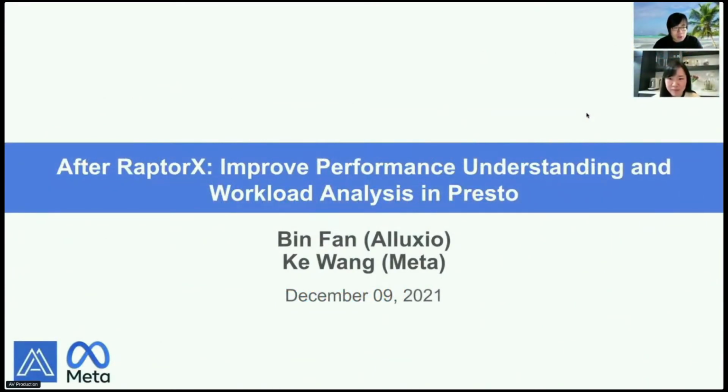In this lightning presentation, we're going to share a set of interesting learnings from applying a set of optimizations on RaptorX to help us improve the performance, understanding, and also workload analysis in Presto. This is a joint work between Alluxio and Meta.